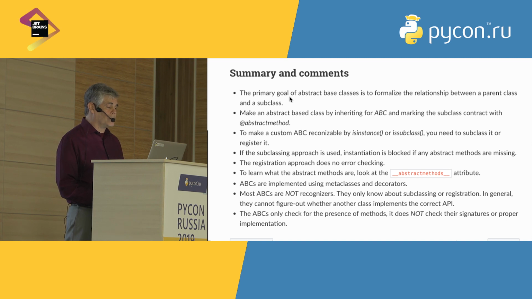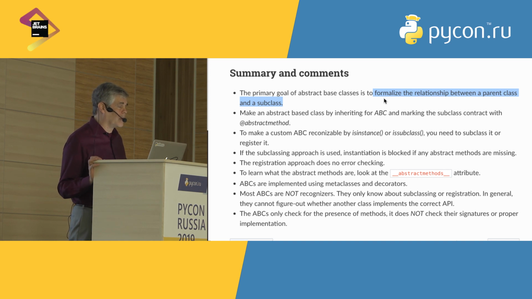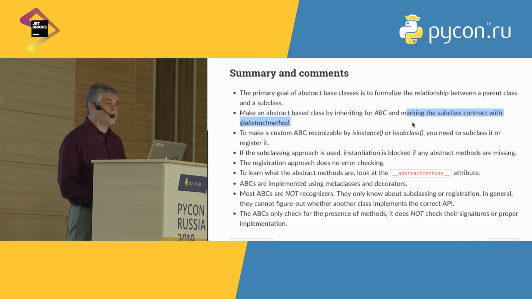So here's some summary and comments. Why do we do abstract base classes at all? It's to formalize a relationship between the parent and the subclass. Everything that we've done so far could have been done without abstract base classes. We wouldn't be able to do an isinstance check later, and we wouldn't be able to verify that all the proper methods are there. So think of it as a way of formalizing the relationship. You've learned how to do it, which is inherit from ABC, and mark the subclass contract with abstractmethod. How do you make it recognizable by isinstance and issubclass? There are two ways. You can subclass the ABC or you can register it.